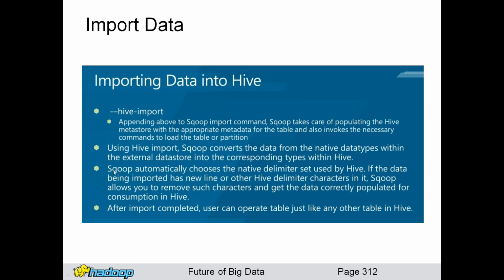So here, if you see in this slide, Sqoop automatically chooses the native delimiter used by Hive. If the data being imported contains new lines or other Hive delimiter characters, we can override them. We can change whatever formatting is required, whatever the native data types, or the different ways you want to store while you're storing into Hive. Everything is possible in Sqoop.